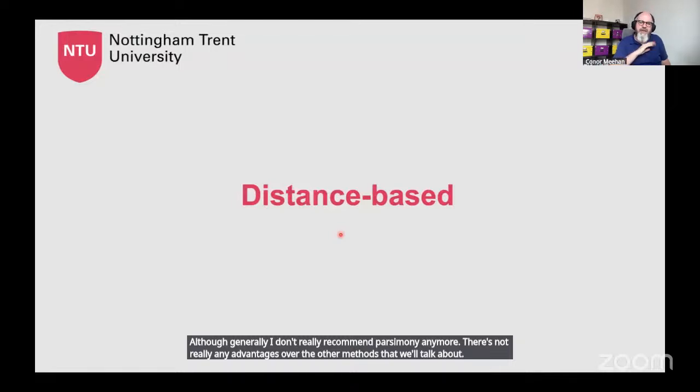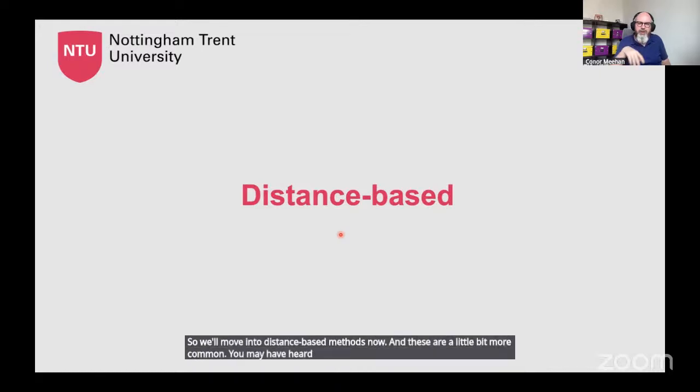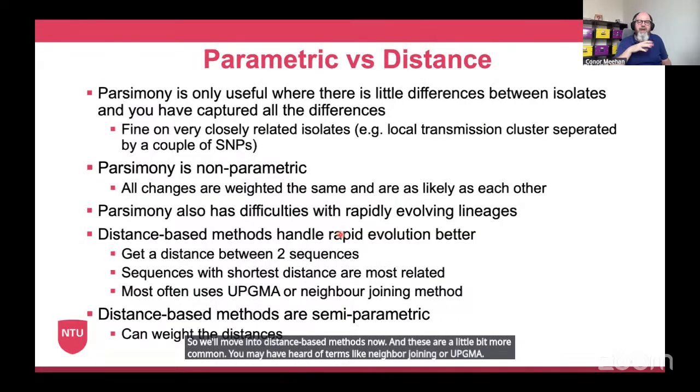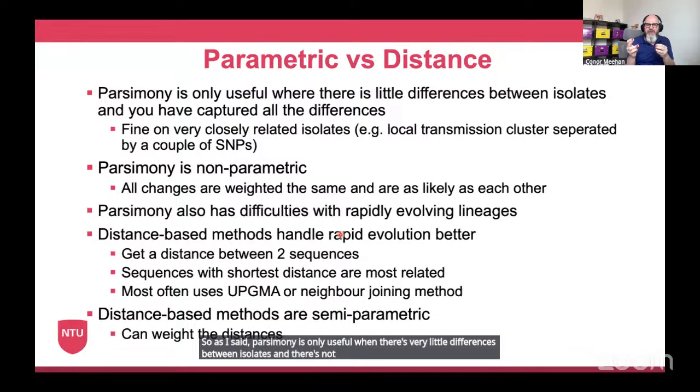So we'll move into distance-based methods now. These are a little bit more common. You may have heard of terms like neighbor joining or UPGMA. So as I said, parsimony is only useful when there's very little differences between isolates and there's no convergent evolution going on, and you've captured all the differences that are there.